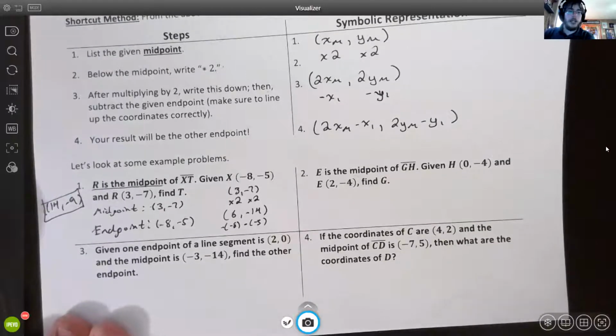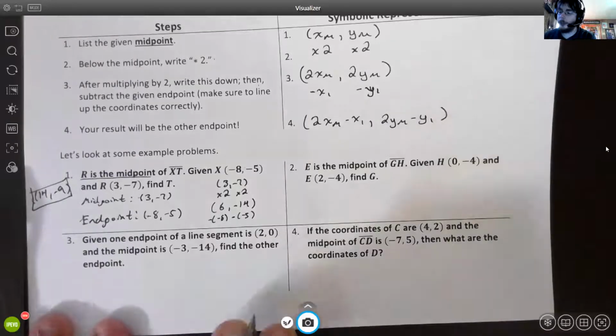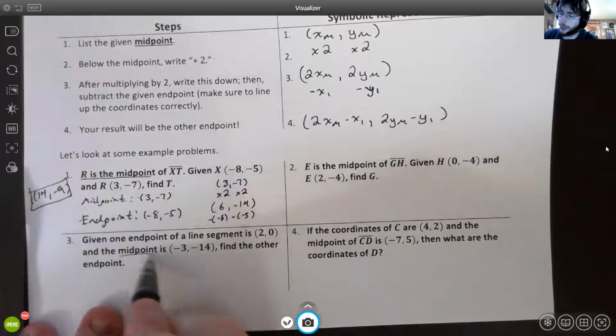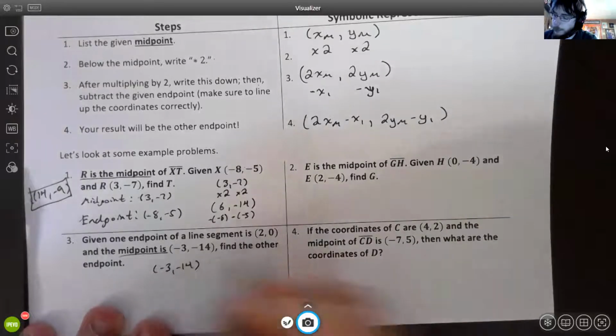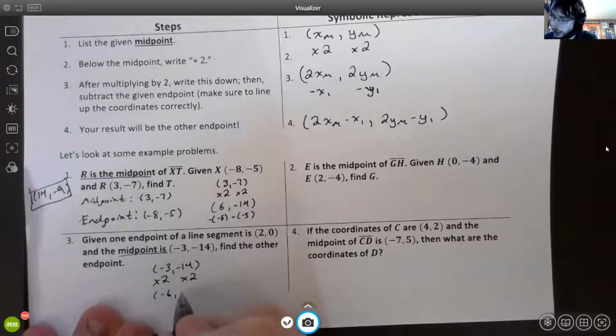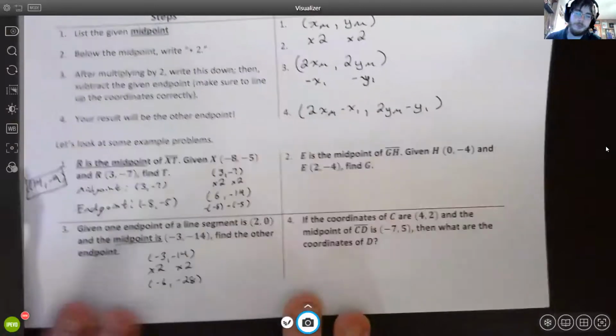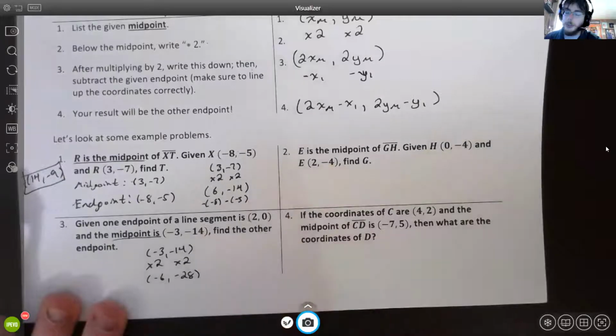All right, number 3, it says given one endpoint of a line segment is 2, 0, and the midpoint is -3, -14, find the other endpoint. So we're going to list our midpoint first, and the midpoint is -3, -14. Our second step is to multiply by 2. So we get -6, -28. And then we're going to subtract our endpoint, which is 2, 0.